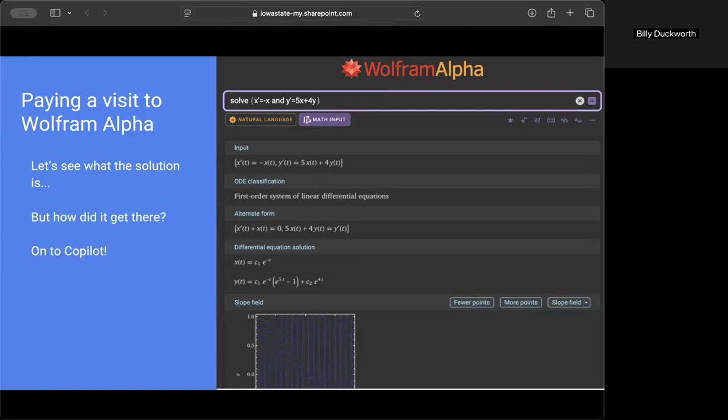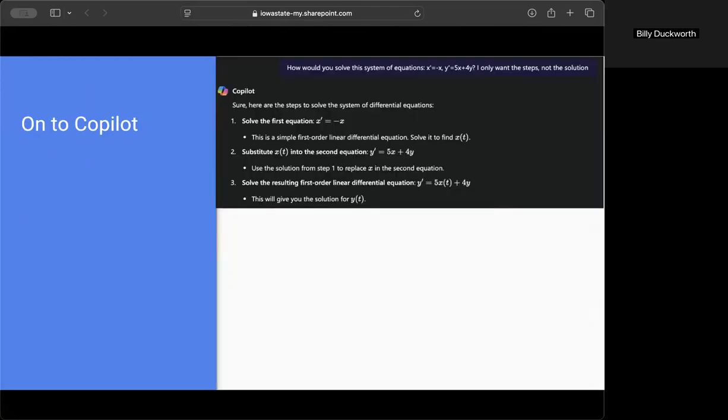So yeah, we have no idea how it got there, but Copilot might be able to help us out with that. So we'll give Copilot this prompt. So we're going to ask it, how would you solve that system of equations? But we're going to say, I only want the steps, not the solution. We'll see if we can fill in the blanks. So it's going to break down the problem into a few steps, and then hopefully those are manageable enough for us. So we'll go through solving it and see what kind of answer we get out of this.